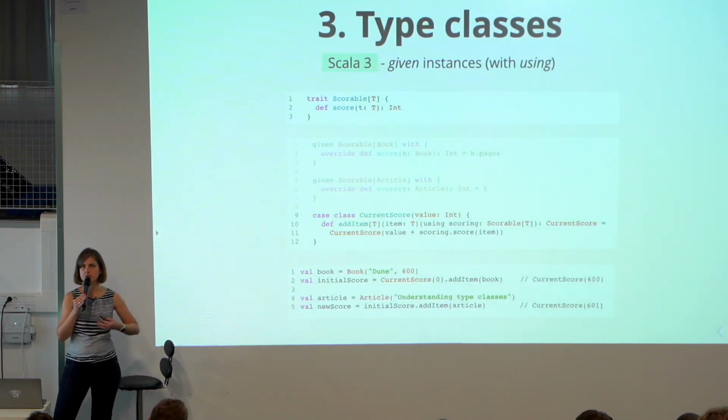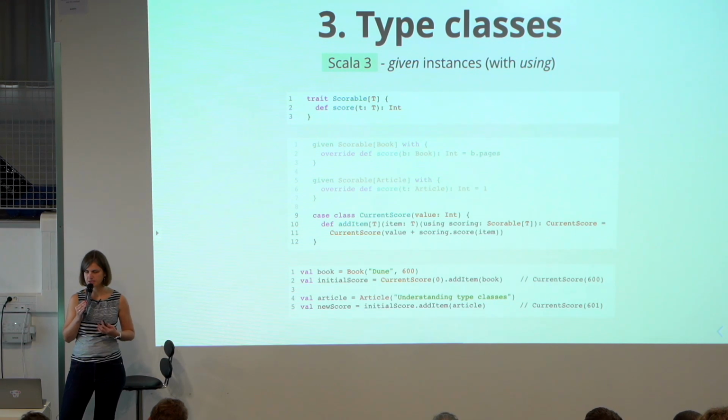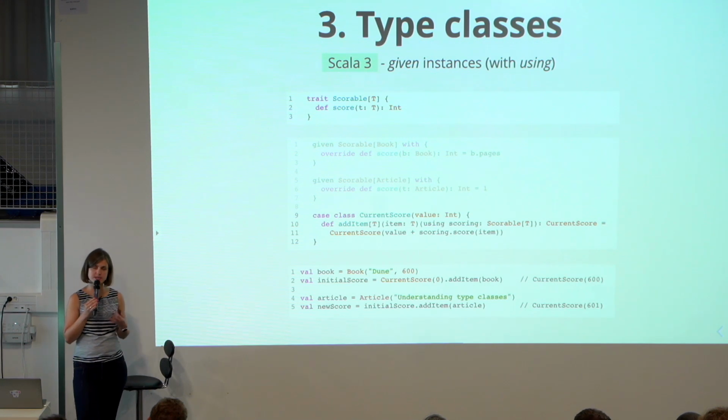And also, we can have consistently the other way of defining that. So that's with an implicit parameter list. But here you will have this using keyword. And again, you can call the method on your scoring item. So that's how type classes look in Scala 3.